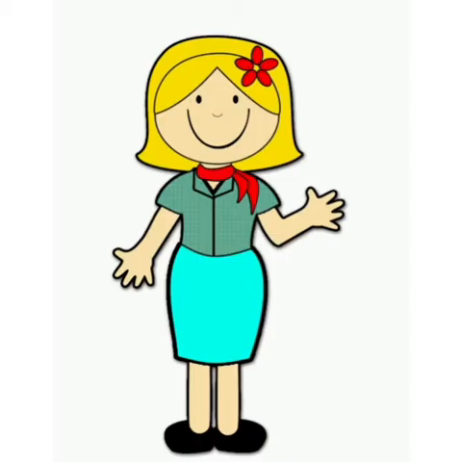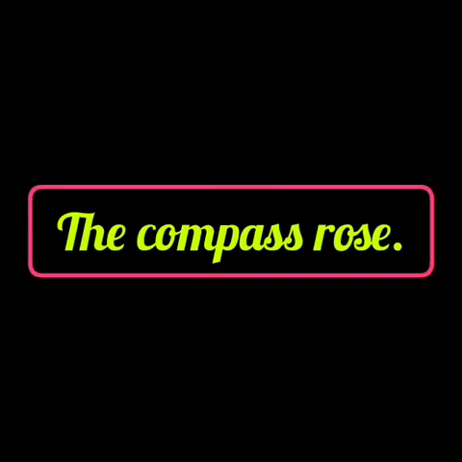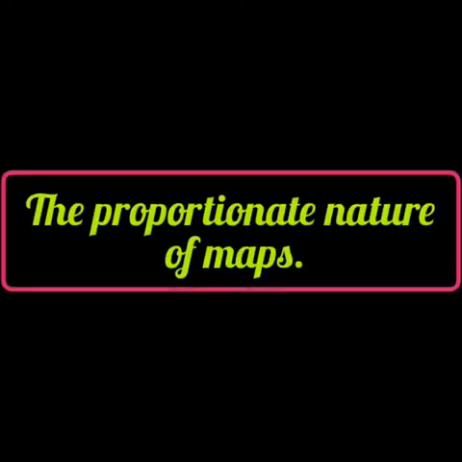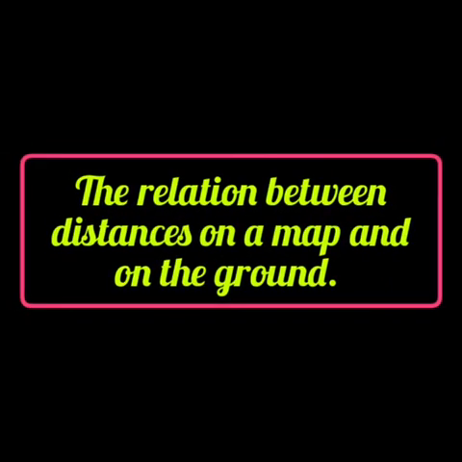Let us take a quick recap of what we have learned today. Identifying subdirections, the compass rose, the proportionate nature of maps, the relation between distances on a map and on the ground.